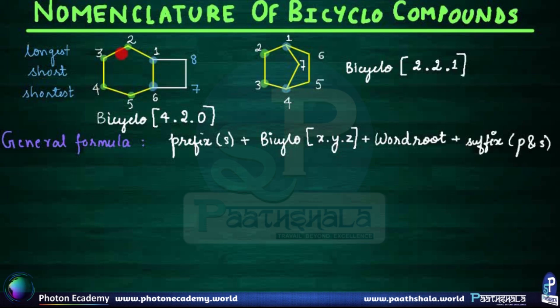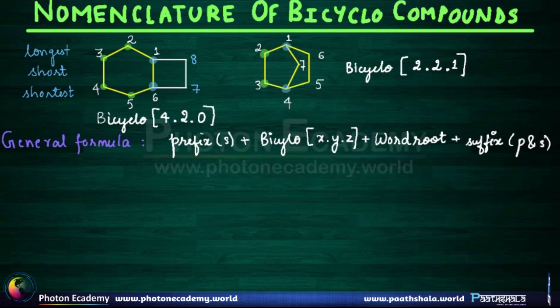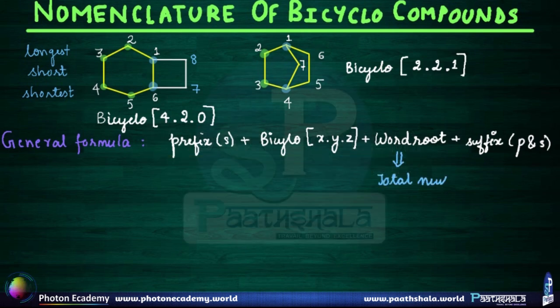Now in these two examples, if we see carefully, there are no substituents present, so there is no prefix. There are no functional groups and double bonds present, so there are no primary and secondary suffix. The only thing we need to discuss is the word root to name these two compounds. The word root represents the number of carbon atoms present in the chain. I'll write this: total number of carbon atoms in the compound.